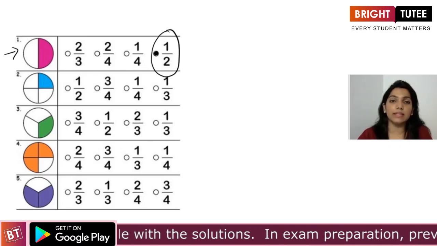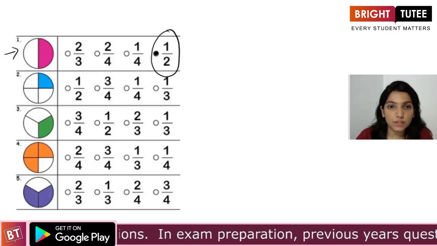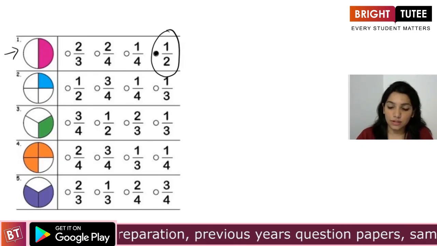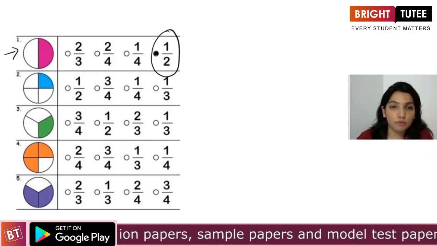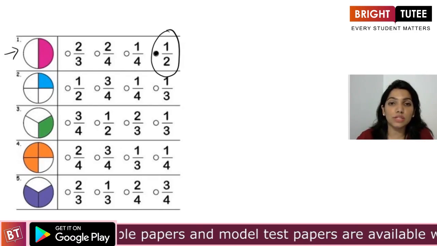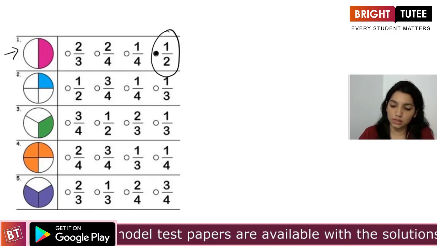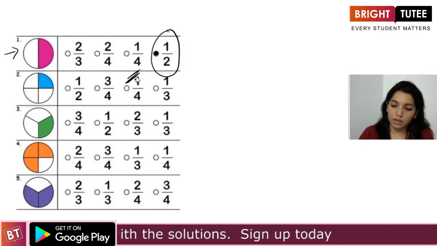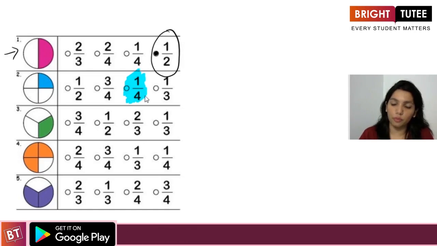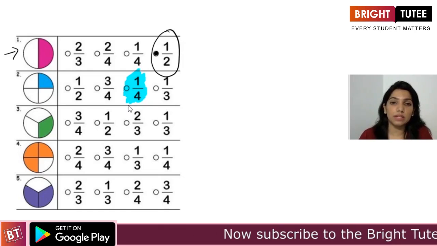Now let's see the next one. How many parts do you see in this circle? We have a total of 4 parts. And out of these total 4 parts, how many do you see shaded? I see 1 shaded. So the correct answer is 1 over 4. Right? The next one, how many parts do you see in a circle?